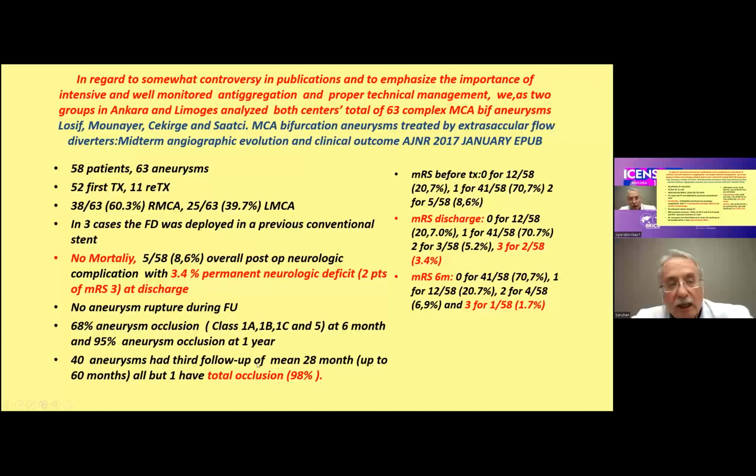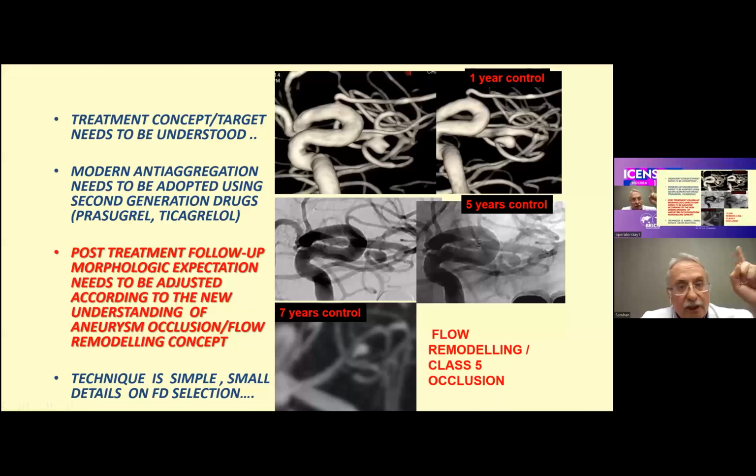But we call it class 1A, 1B, 1C, and also class 5 stable remodeling as a complete occlusion. This is very important. So the post-treatment follow-up morphological expectations of us is very important.